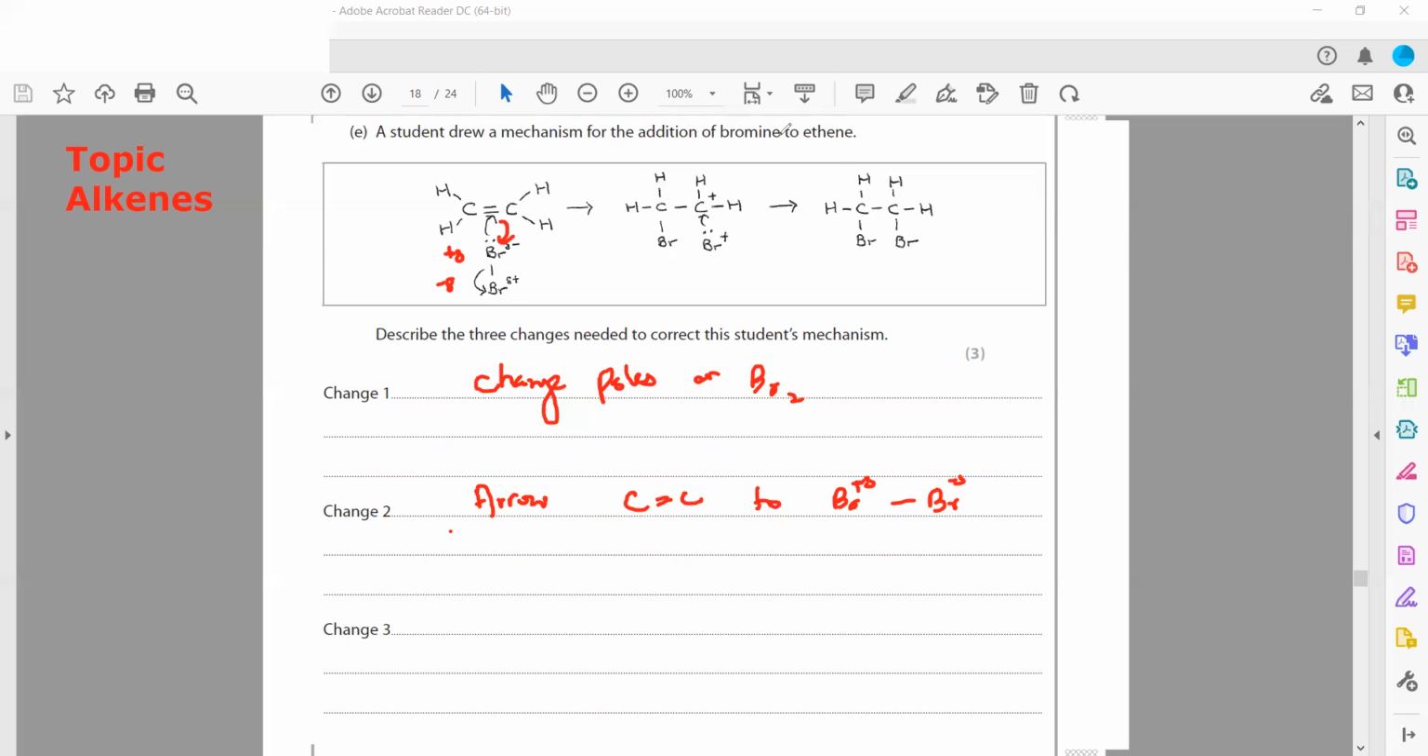Then the third change: the charge on the bromine. This bromine should not have a positive charge, because positive will attract. So this bromine should be negative. The charge on the bromide ion should be negative. So these are the 3 changes we should make to make this mechanism correct.